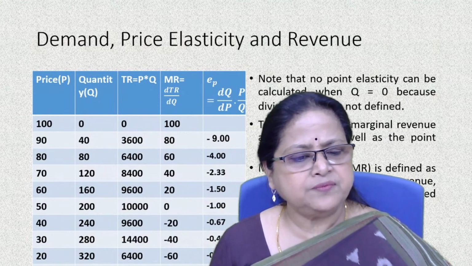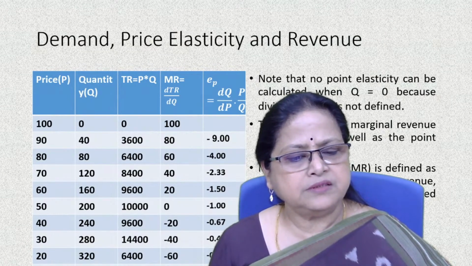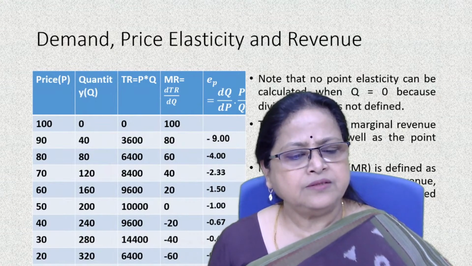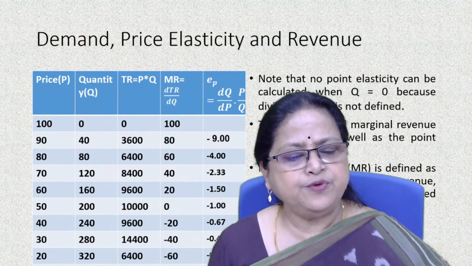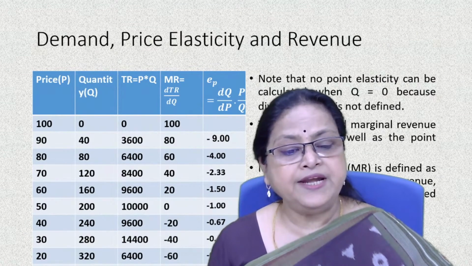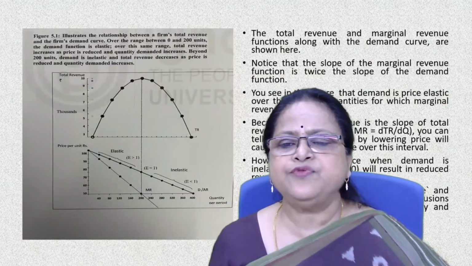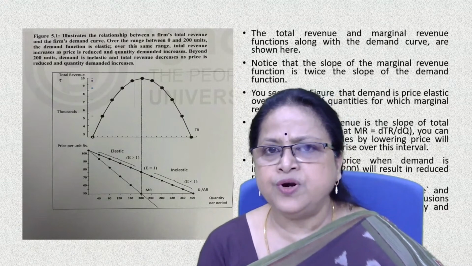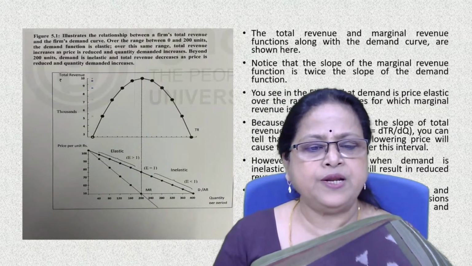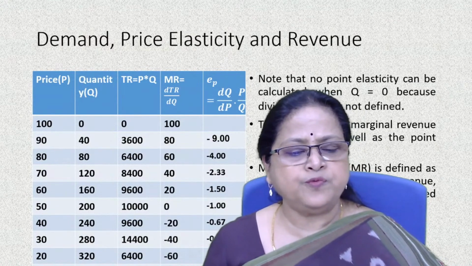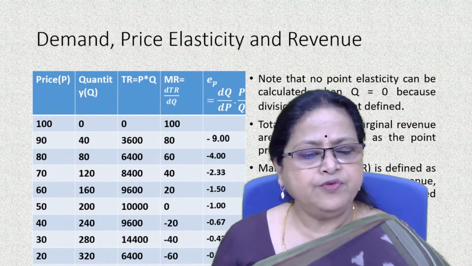There is a mistake there, there should be a correction. That is not 14,400. That will be 30 into 280, which is 8400. That is a mistake, sorry. That will be 8400, and you can correct that. So total revenue is actually falling after Q is equal to 200. Please correct that. That cannot be 14,400. That is actually 8400.